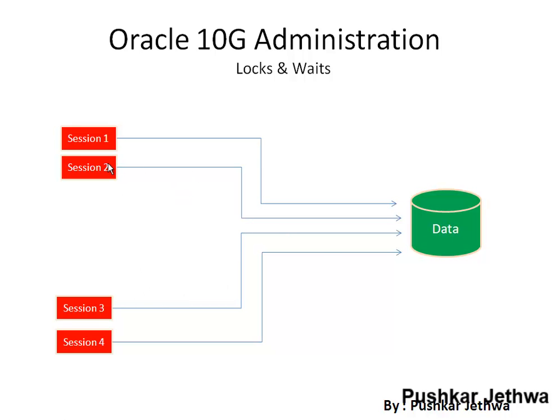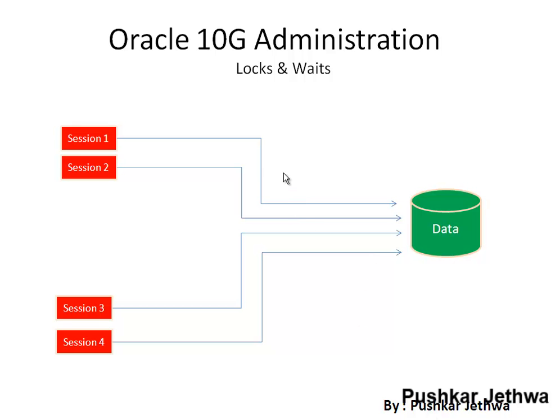Consider a scenario where session 2 has updated a statement and committed or rolled back. Now session 3 runs a select statement, so it has gained the shared mode, and now session 4 is trying to modify data. Before it modifies the data, it needs an exclusive lock. So until this share lock has been removed by session 3, session 4 cannot gain the exclusive lock.